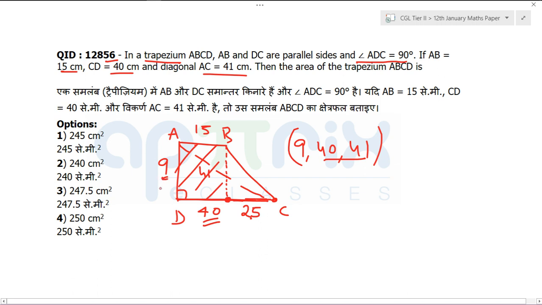Once you get this 9, either you use the formula and get the answer, or the other way around is also there. You look at this rectangle, it will be 15 into 9, that is 135, the area of this rectangle, plus there is a right angle triangle also. This trapezium is one rectangle plus one right angle triangle. That will be 25 times 9 divided by 2, which is 112.5, and with 135 it is going to be 247.5, right?